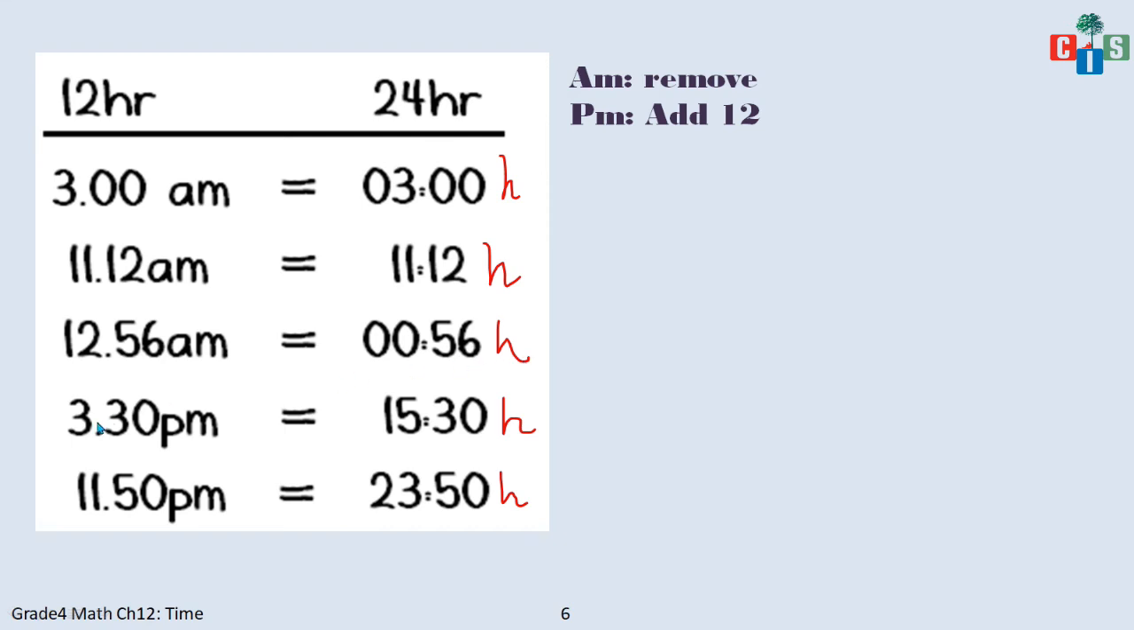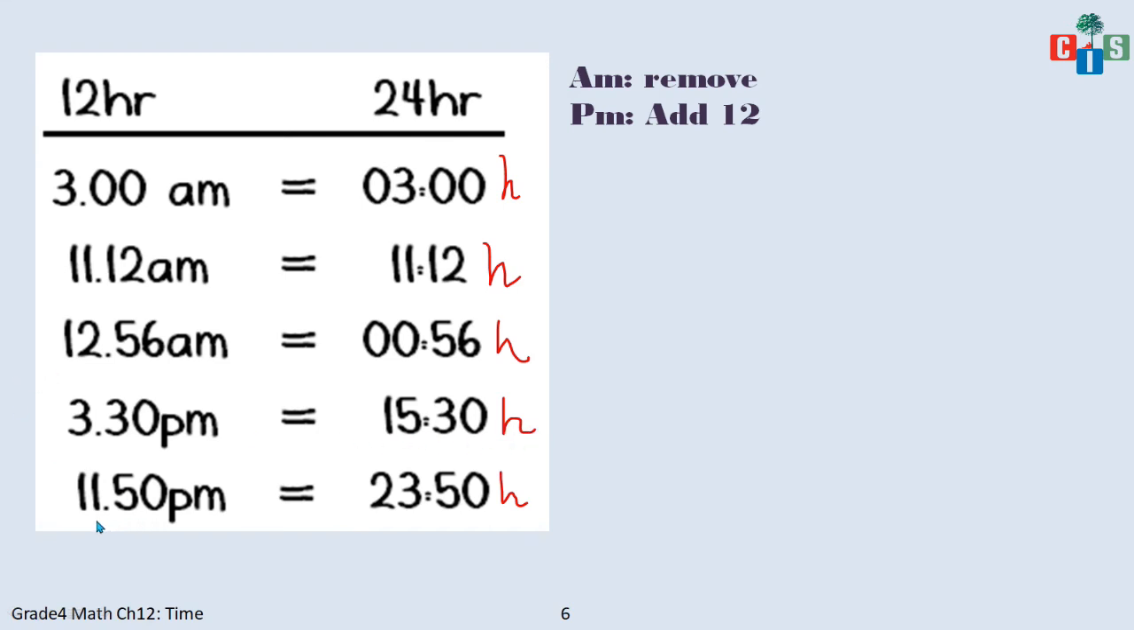Okay, now it's 3:30 p.m. For the p.m. we'll add 12. We will add 12 hours. Okay, so hour is what? 3. So 12 plus 3 will give us 15 hours and 30 minutes. So this is the time 15:30 hour.